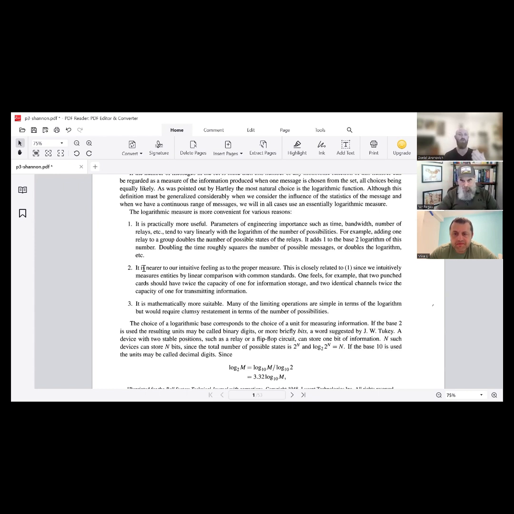For example, adding one relay to a group doubles the number of possible states of the relays. It adds 1 to the base 2 logarithm of this number. Doubling the time roughly squares the number of possible messages, etc. So he talks about, as far as I get it, if you have degrees of freedom, I'll talk as a physicist now, that a possible system could be in, the logarithm of those degrees of freedom gives you a valuable measure. Usually it's entropy, he will introduce later, but in this case, he's talking about information. So it's how many degrees of freedom you have. Does it make sense what I said here?